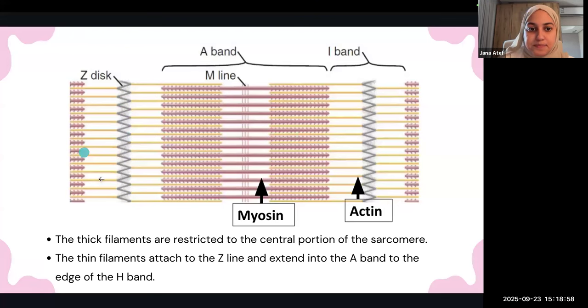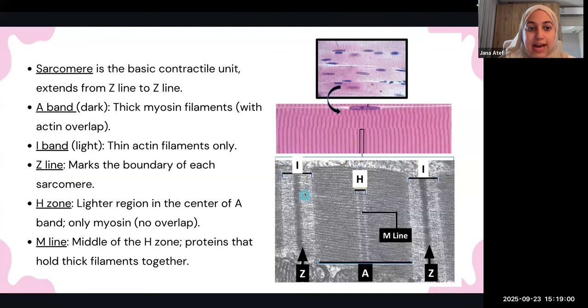Now the I band, let's go back to the I band right here. The I band doesn't have any myosin. Okay, so when we say where is the area that contains only myosin, that's the H zone. So, where is the area that has only actin? That's the I band.